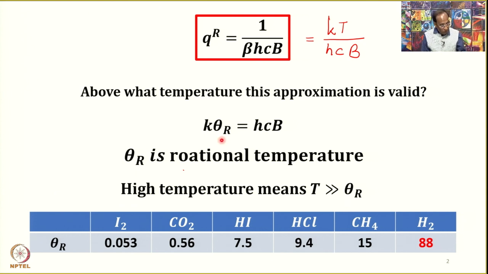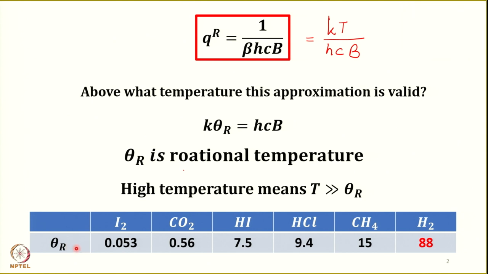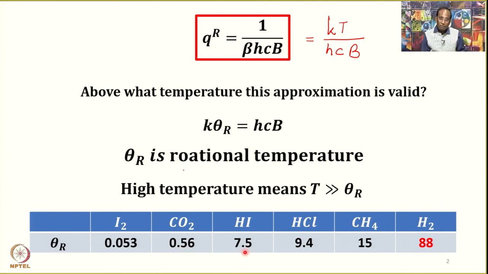The rotational temperatures calculated by this expression for some of the molecules are given in this table. For example, for iodine, 0.053. For carbon dioxide, 0.56. For hydrogen iodide, 7.5. For hydrogen chloride, 9.4. Methane, 15. Hydrogen, 88. If you see a trend in this, iodine is a heavy molecule. Then carbon dioxide is a relatively lighter molecule. Then you have hydrogen iodide, hydrogen chloride, methane, hydrogen. Hydrogen has a relatively higher value of rotational temperature. These all are given in terms of Kelvin.